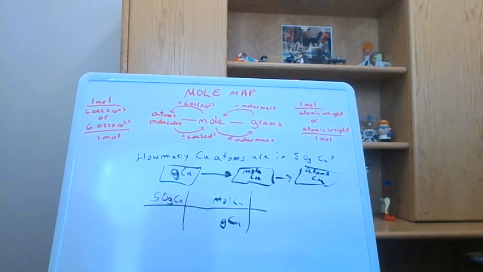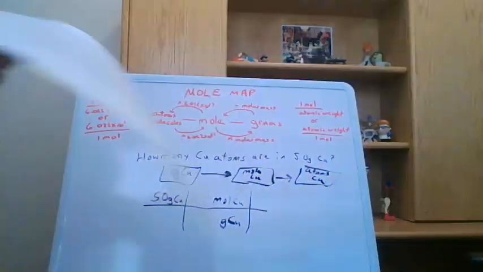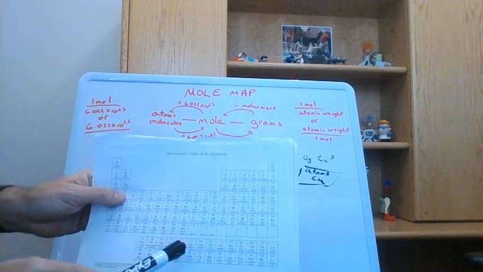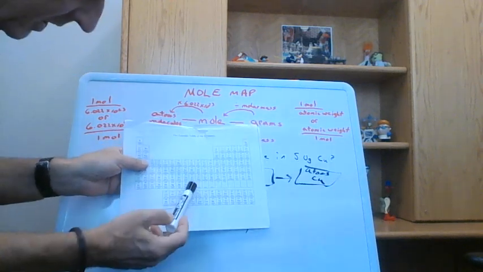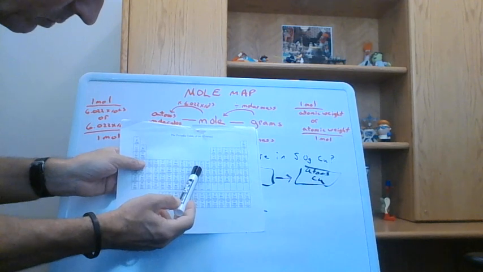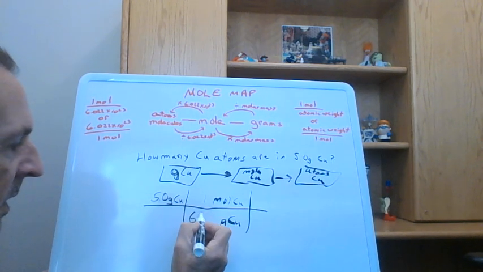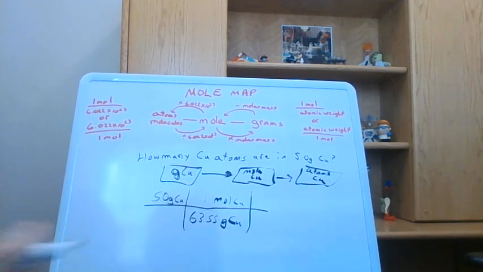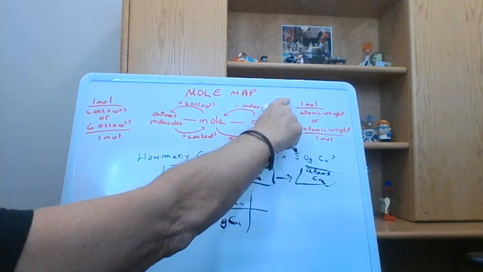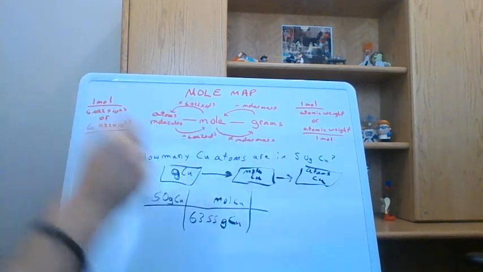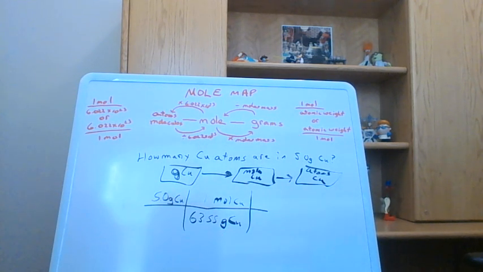Remember, that relationship is found on the periodic table. If we look at your periodic table, that relationship is right here. We'd find copper and see that 1 mole of copper weighs 63.55 grams. That's just the atomic weight from the periodic table. So you can see we're saying 1 mole of copper is 63.55 grams of copper. That number would change, and it's different for each element.